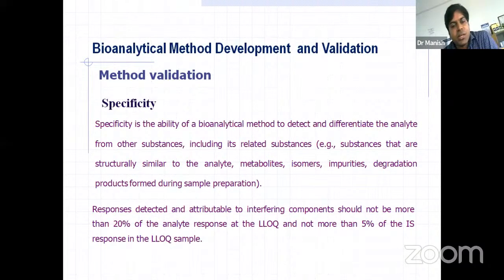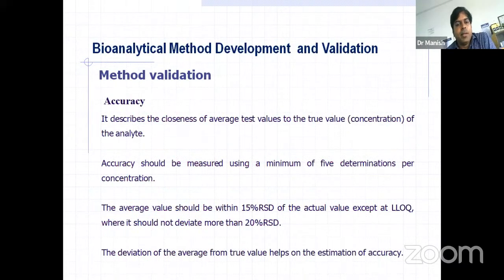So LLOQ is nothing but the lowest concentration calibration standard. LLOQ is the lower limit of quantification of the sample. So if it is detected, it should not exceed 20%. And the internal standard which is being added to the calibration standard 1 should not be more than 5%. So this is the criteria for passing this specificity.